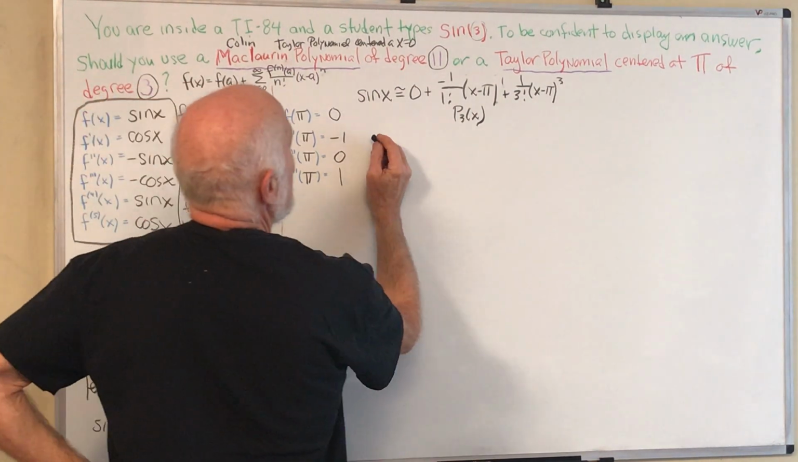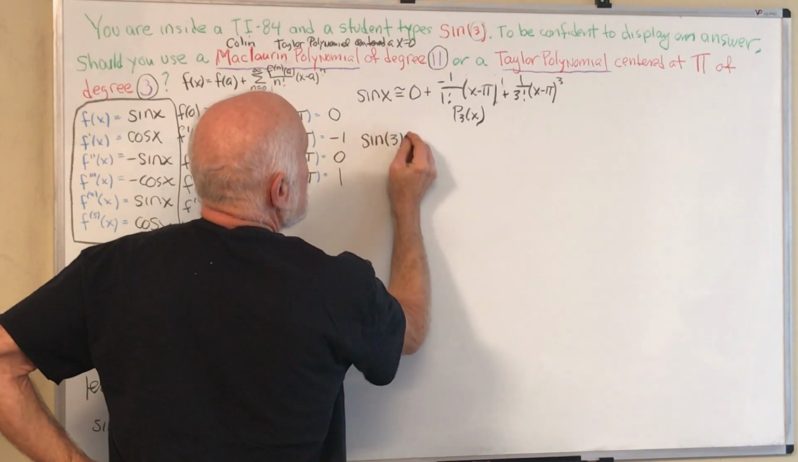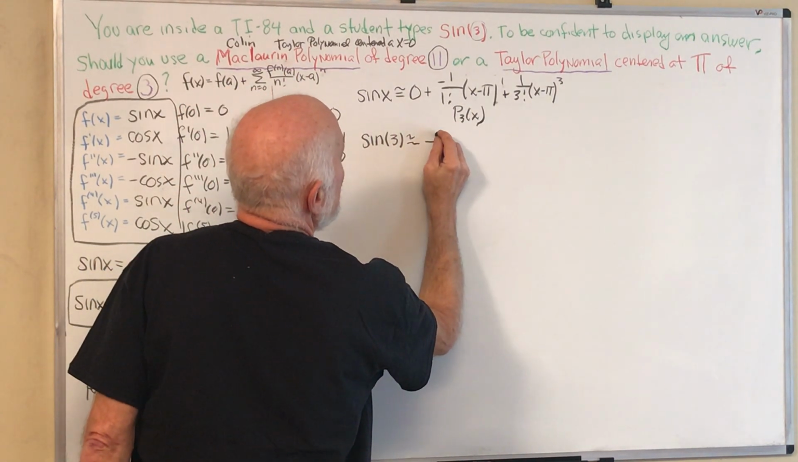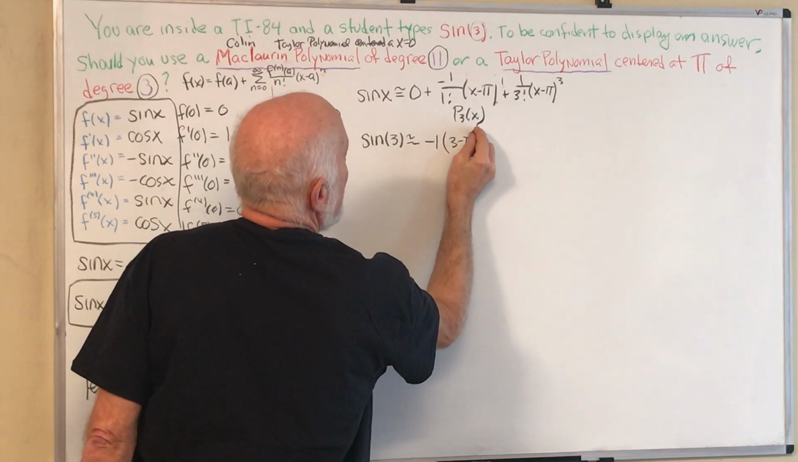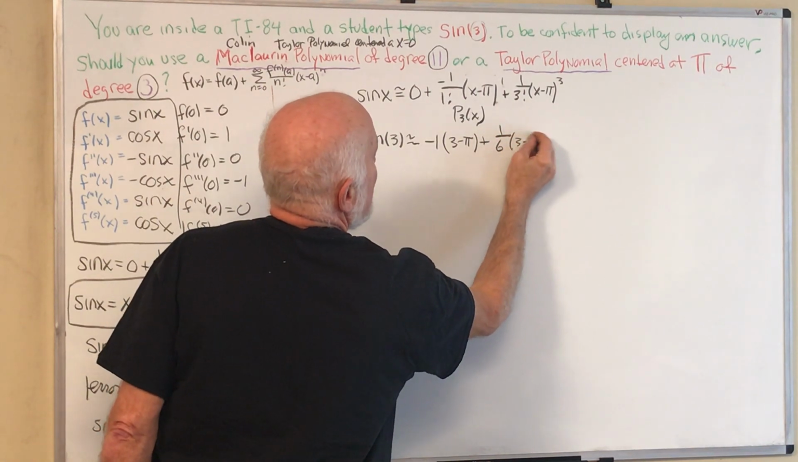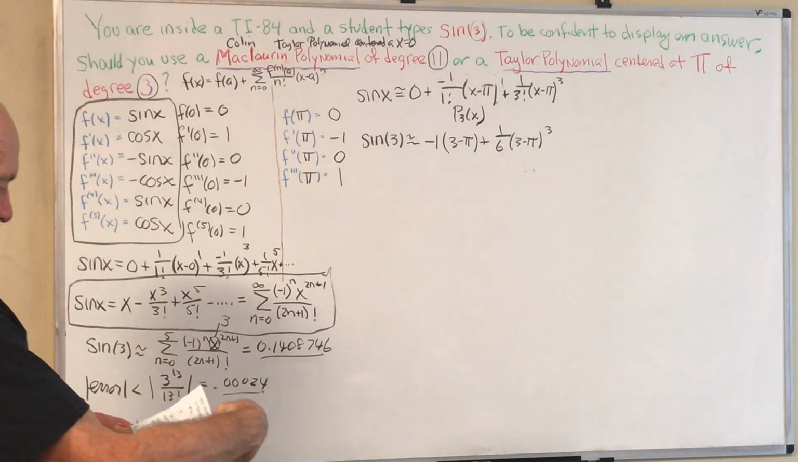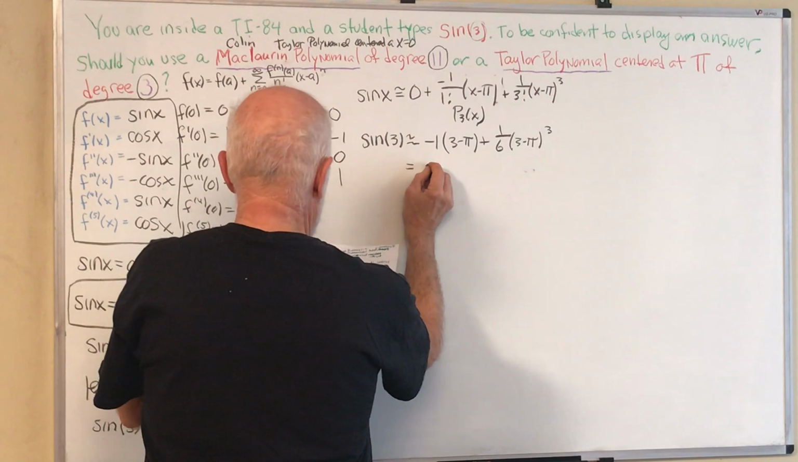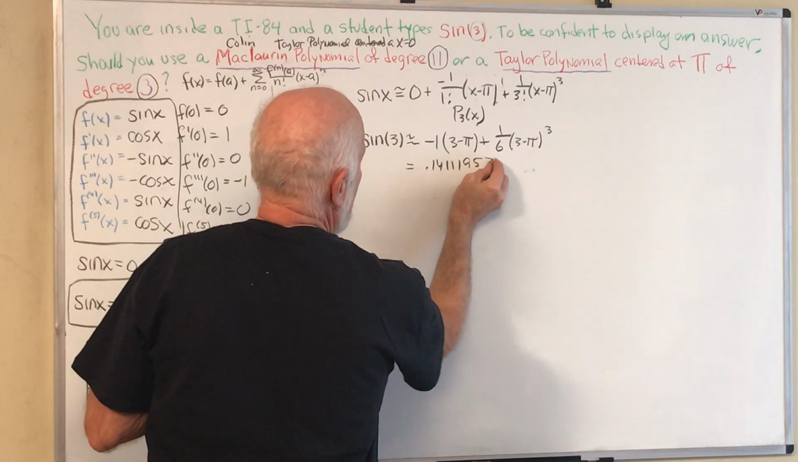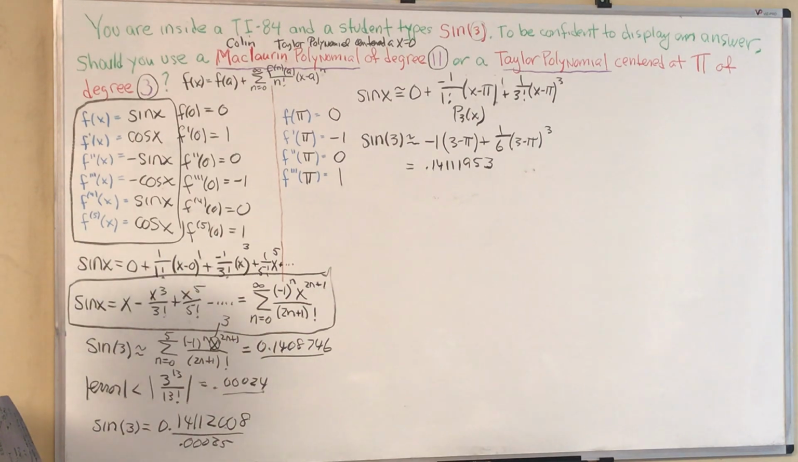And if I wanted to then approximate what the sine of 3 should be, all I have to do is put 3 into this: 3 minus pi plus 1 over 6 times 3 minus pi cubed. So you don't even really need to put that in the summation. As it turned out, that turned out to be 0.1411193. You can see closer to the actual sine of 3.